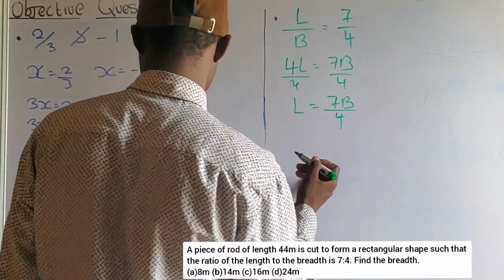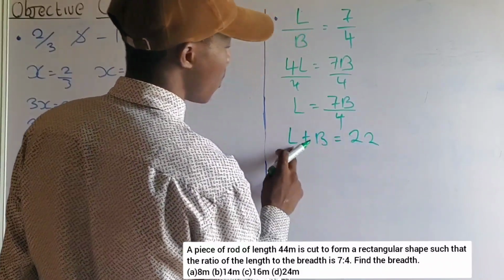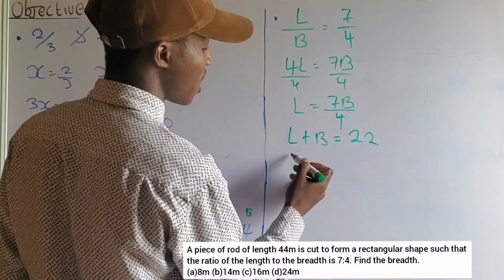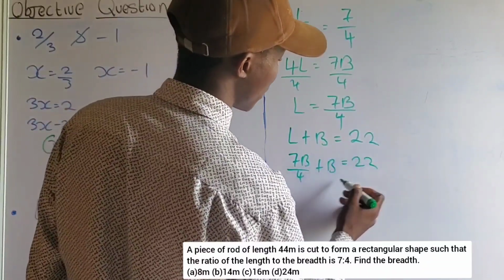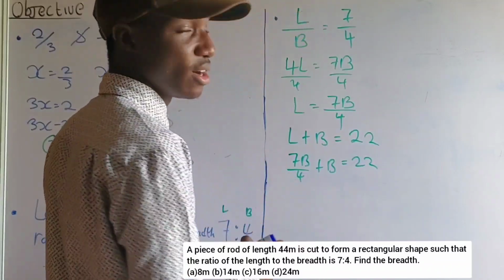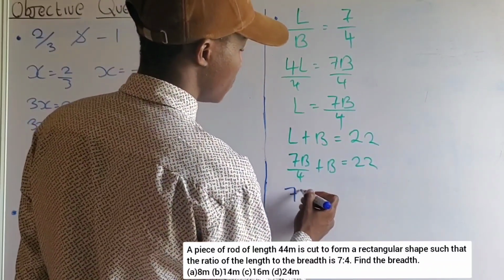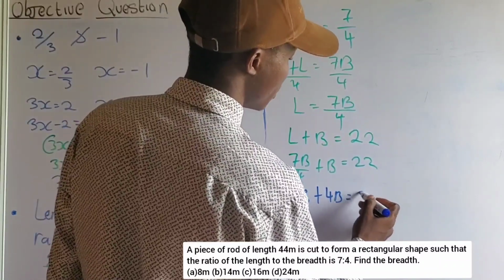So for this, I'm going to have L plus B equals to 22. Now, when the length is 7B over 4, I'm going to have 7B all over 4 plus B equals to 22, right? Now, you can multiply both sides by the LCM. So I'm going to have 7B plus 4B equals to 88.